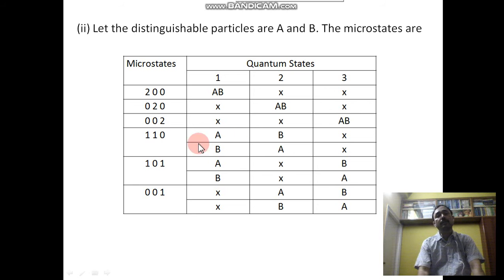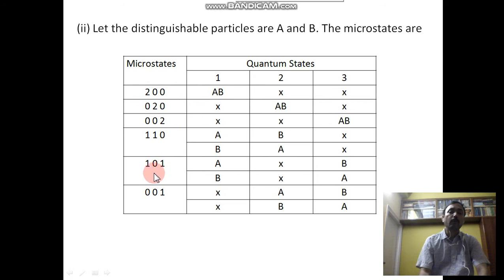Now another microstate is 1, 1, 0. When 1, 1, 0, there are two particles. In state 1 you can represent A, B, and no particle in state 3. Just reverse this one: B in quantum state 1, A in quantum state 2, and in 3 there is no particle. So for the 1, 1, 0 microstate there are two microstates, and for 2, 0, 0 there is one microstate, for 0, 2, 0 one microstate, and 0, 0, 2 one microstate.